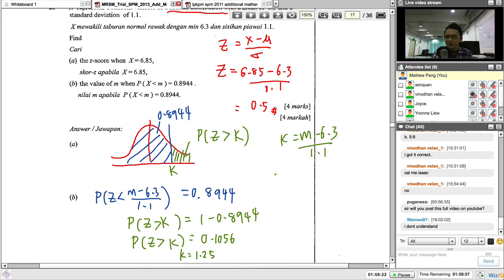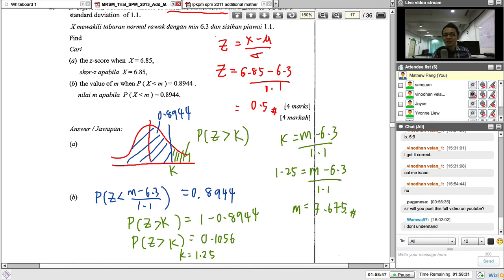Then I substitute here, 1.25 will equal M minus 6.3 over 1.1. Then I just use the calculator to solve this one. So it's like 1.25 times 1.1 plus 6.3. So my M is actually equal to 7.675.